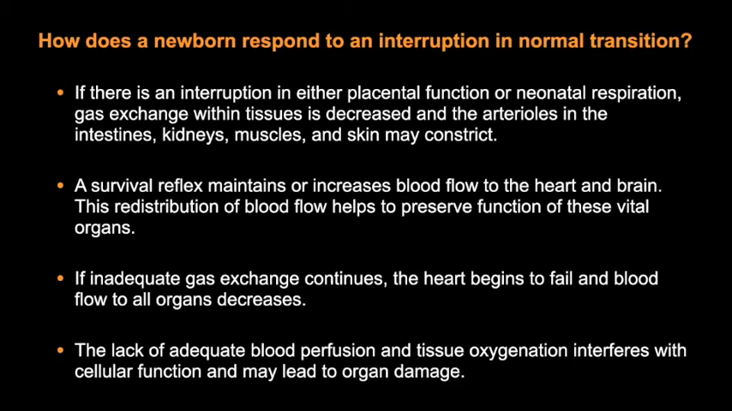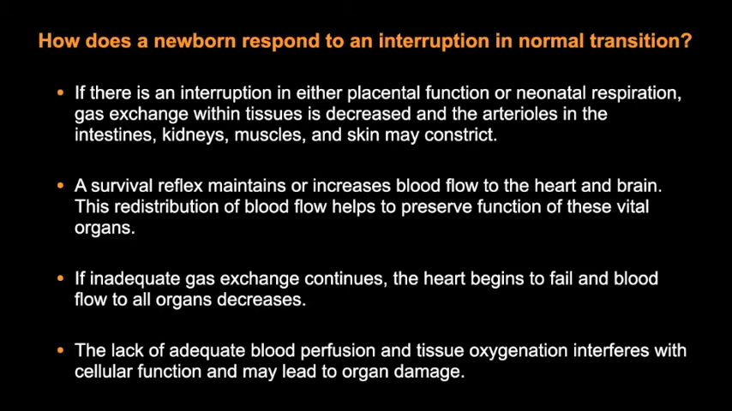So how does a newborn respond to an interruption in normal transition? Now, if there is an interruption in either placental function or neonatal respiration, gas exchange within tissues is decreased, and the arterioles in the intestines, kidneys, muscles, and skin may constrict. A survival reflex maintains or increases blood flow to the heart and brain. This redistribution of blood flow helps preserve function of these vital organs.